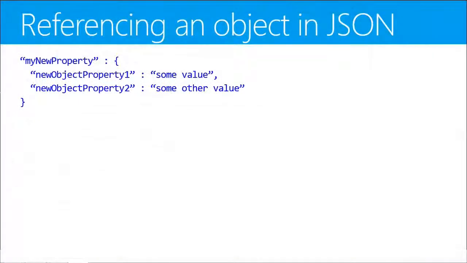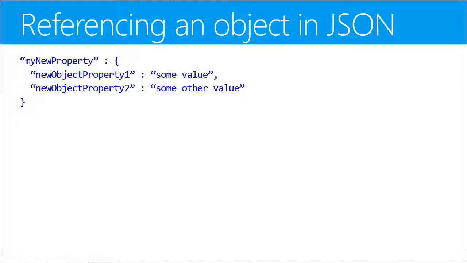All right, if a property is going to hold a reference to an object, then we simply do something like this. My new property, colon, and then we use the object notation, which would be an open and closed curly brace, and then inside of that we would use the key value pair separated with the colon again.